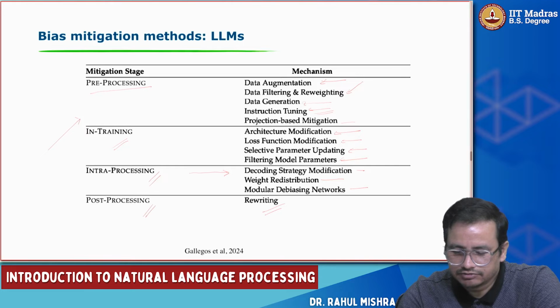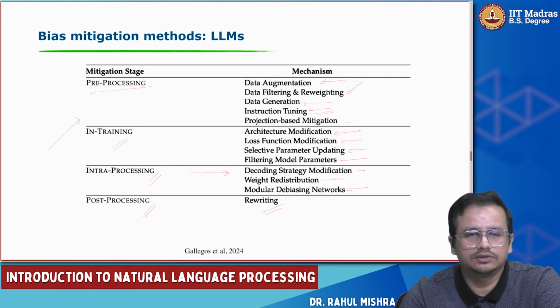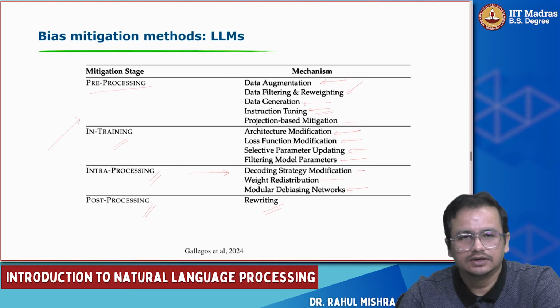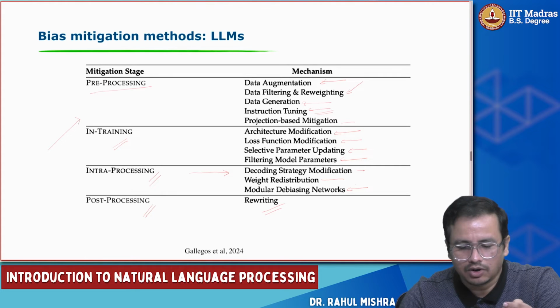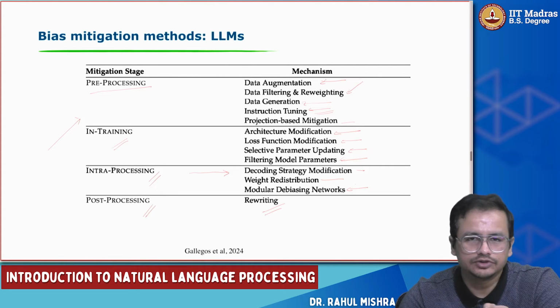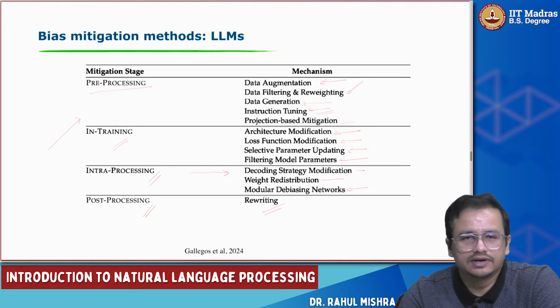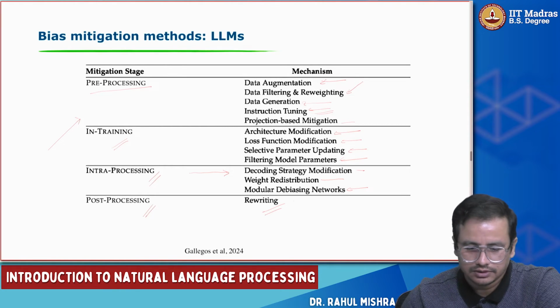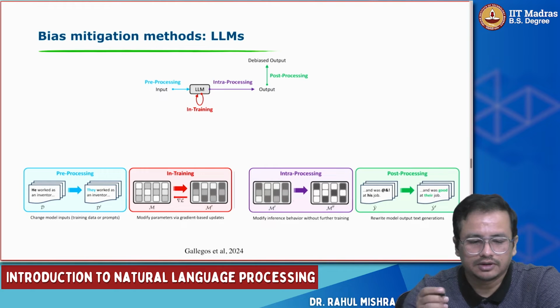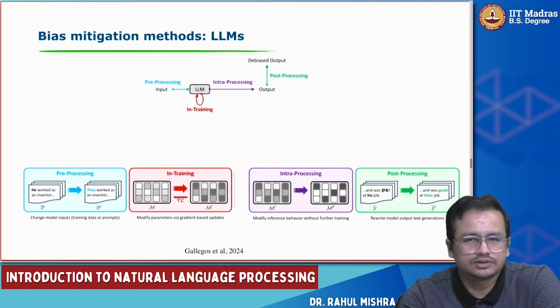And modular debiasing network. So you might want to add a network altogether, a particular network which is already debiased, which is neutral, and you add that network to your model, right? So this is intra-processing, and then post-processing rewriting. So you generated the output already. This output will be fed to another model, which is, let's say, debiased, and it will rephrase it, rewrite it so that it becomes neutral, right? So it was a summary of all the proposed methods when it comes to debiasing for LLMs.